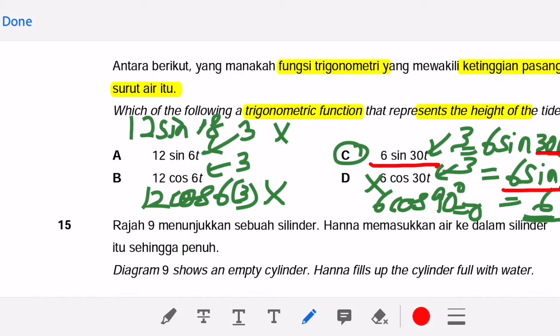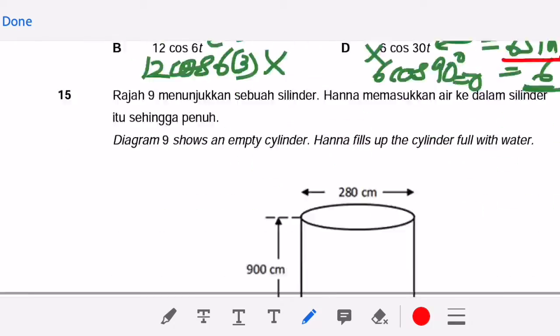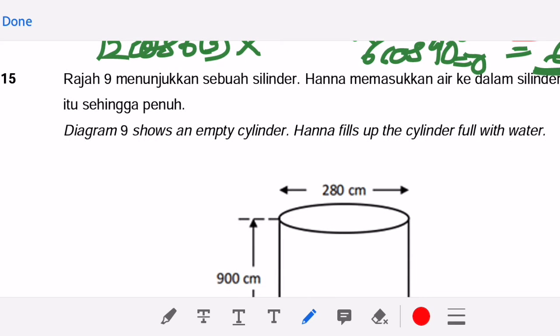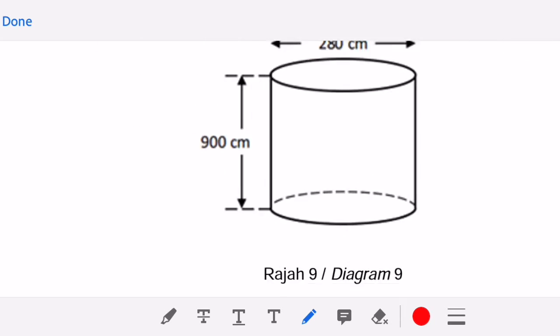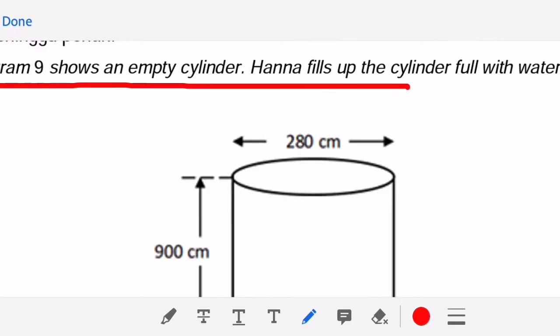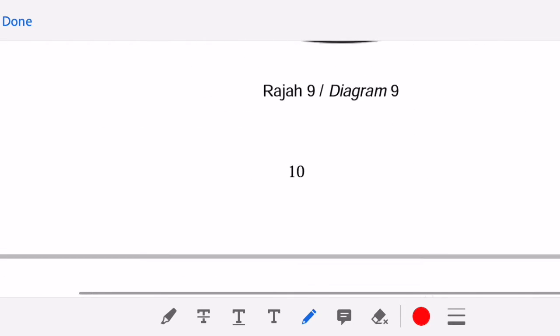So this is the right answer for question number 14. Answer is C. Now let's proceed to this question. I think there's a little bit of a problem. Diagram 9 shows an empty cylinder. Hannah fills up the cylinder full with water. Alright, so we have the 280 centimeter.